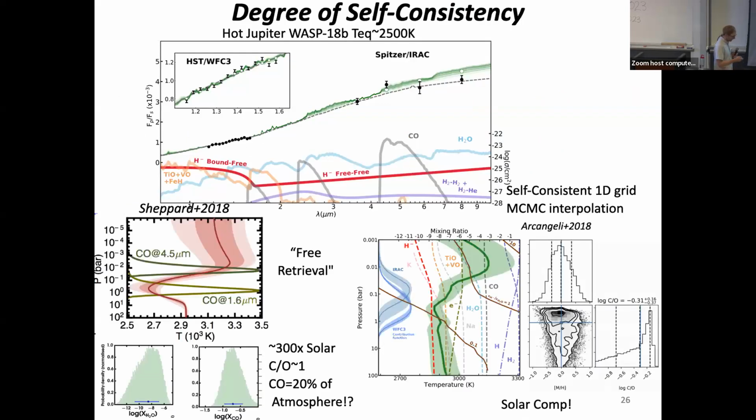And so here's a nice example illustrating how the degree of self-consistency, that gradient from free retrieval to other things, can make a difference. In the limit of sparse data, you can get different answers for what the composition of the atmosphere is if you neglect certain physics. You can see how you can go from having a really high metallicity and high C/O to something more like solar composition if you make these different assumptions about the self-consistency.